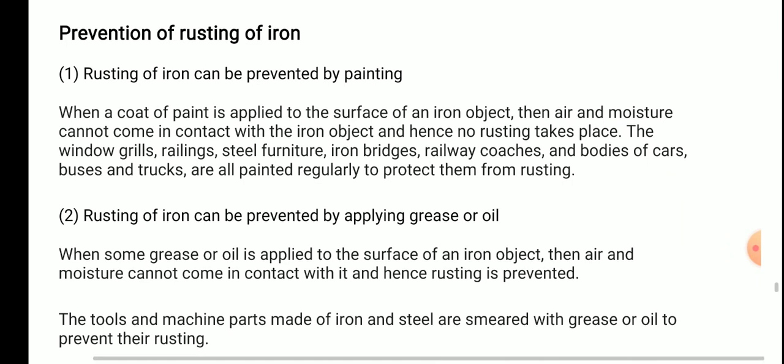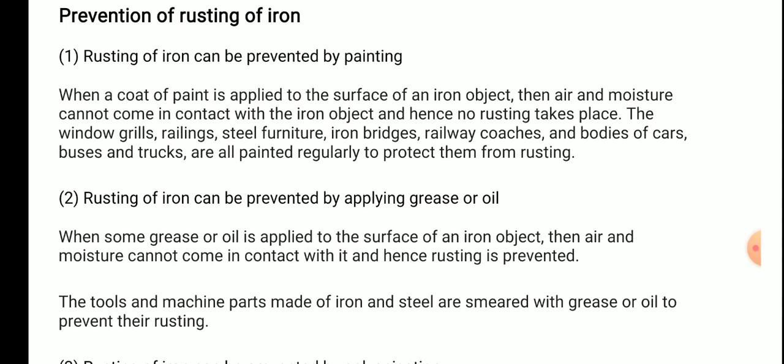Rusting of iron can be prevented by applying grease or oil. When some grease or oil is applied to the surface of an iron object, then air and moisture cannot come in contact with it, and hence rusting is prevented. The tools and machine parts of iron and steel are smeared with grease or oil to prevent their rusting.